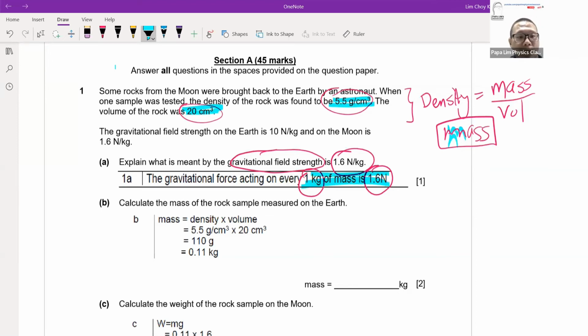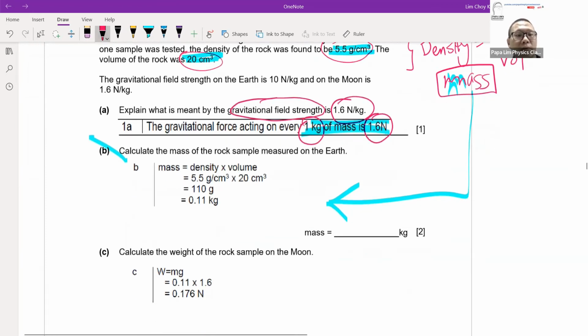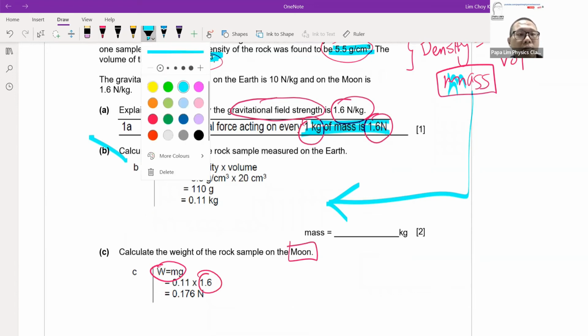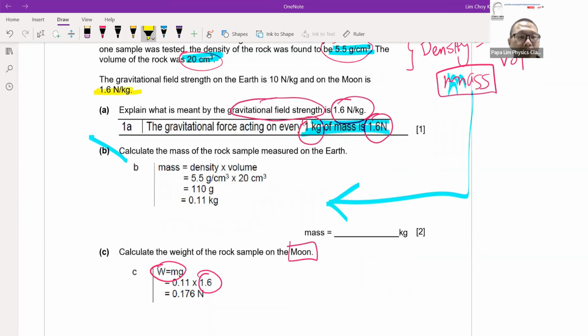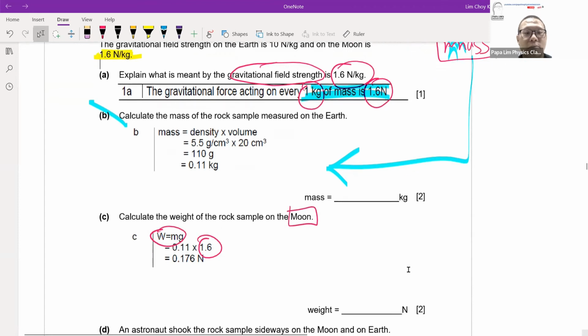Okay, the mass of the object I mentioned before already, so this one I will not dwell too much. The formula is actually here. The weight of the object, weight of the moon, standard formula mg. The only difference here is the question is asking for moon. So the gravitational field strength of moon has to be 1.6 Newton per kg, and this gravitational field strength is given in the question. So choose the correct field strength. Don't just blindly use 10 Newton per kg. So take note of the question, read the question.